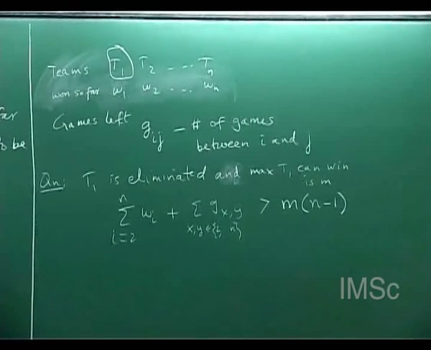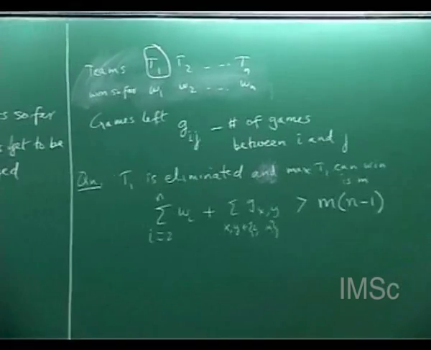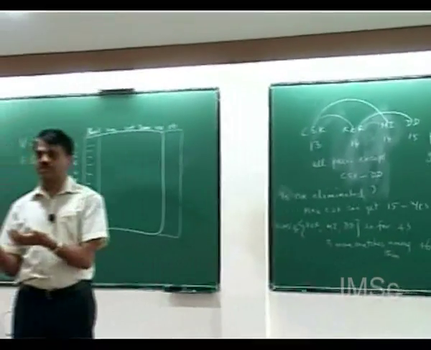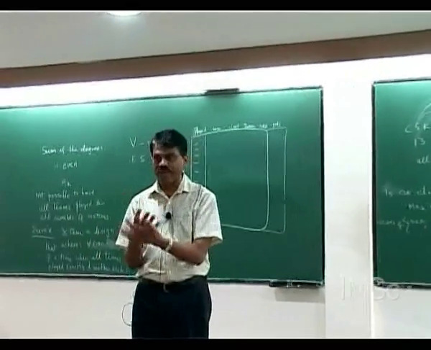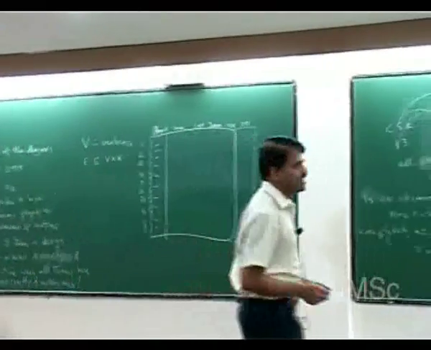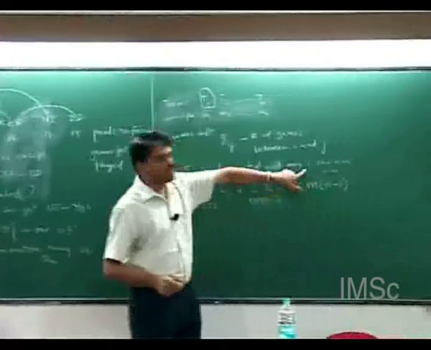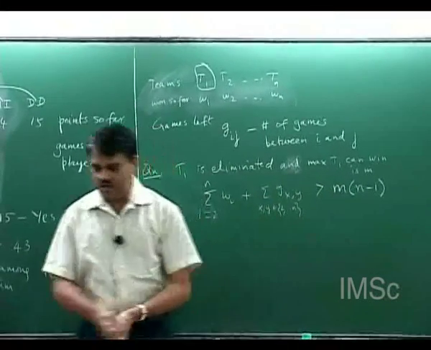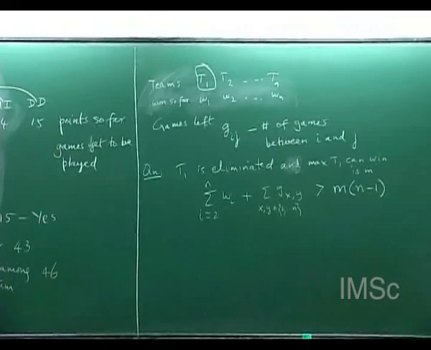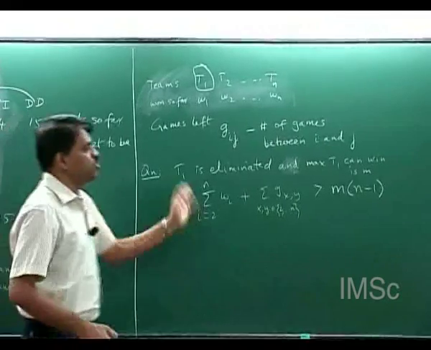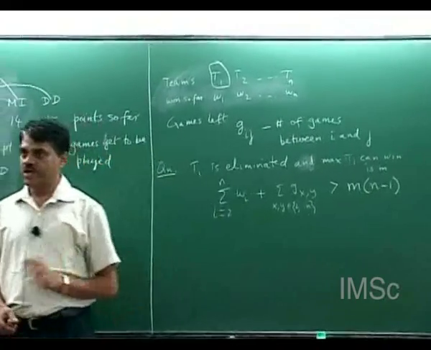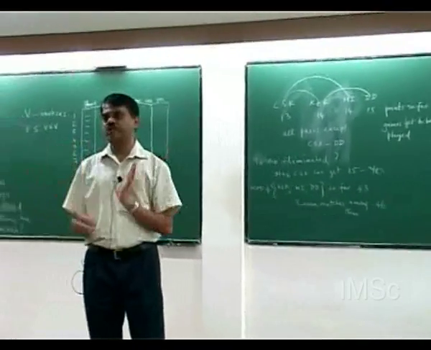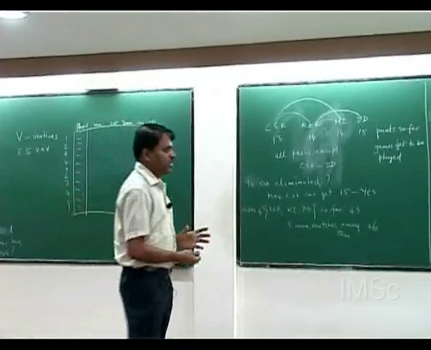So what we observed is that if the remaining teams together, the total points they have won plus the number of games among them yet to be played, that total number is greater than m times n minus 1, where m is the maximum this team can win, then necessarily, the way you distribute this, at least one of them will get greater than m. So T1 is eliminated. This is one sufficient condition. The question is, is it necessary? Is this the only way you get T1 eliminated?